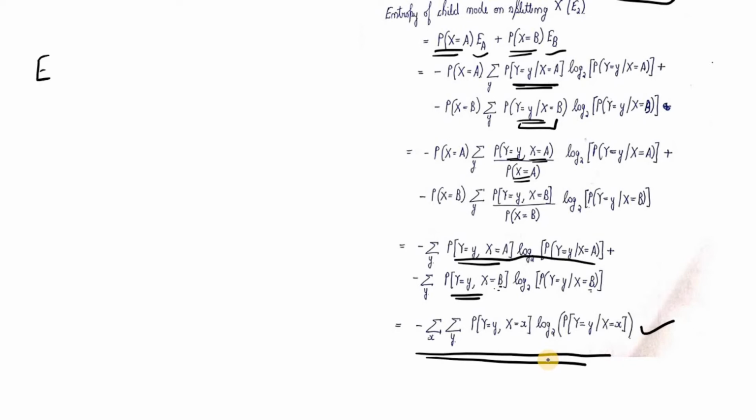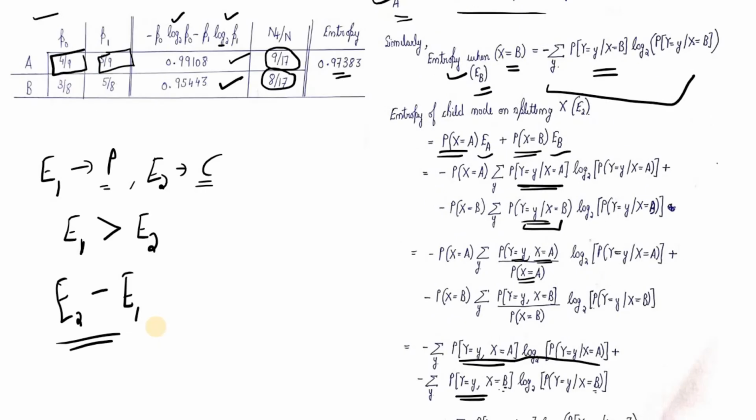E1 is the entropy of the parent node, and E2 is the entropy of the child node. What we need to prove is the entropy of the parent node is always higher than that of the child node, or there can't be more randomness after splitting a parent node. So this is what we need to prove. So we will try to find the difference between E2 and E1, or at least try to find an equation which will give a relationship between the two.